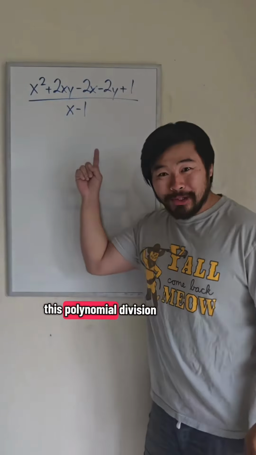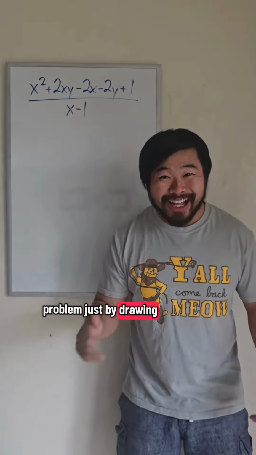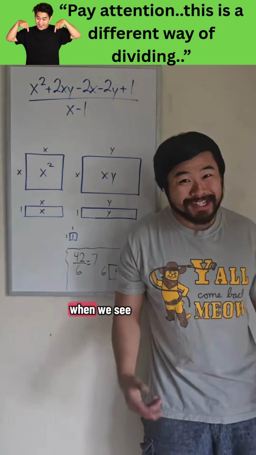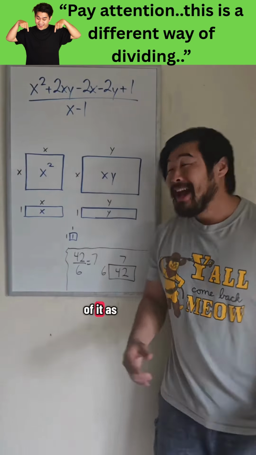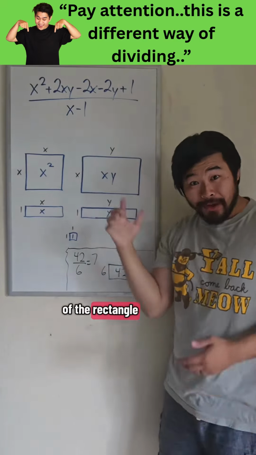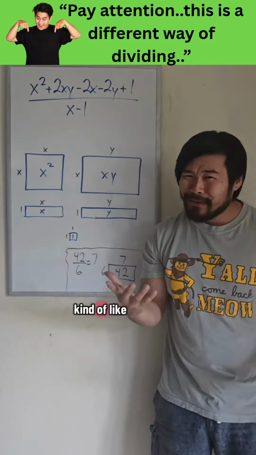You can do this polynomial division problem just by drawing. Let's see how. When we see a division problem, we can think of it as if we have the area of the rectangle and we know a side length of the rectangle, what's the other side length? Kind of like with whole numbers.